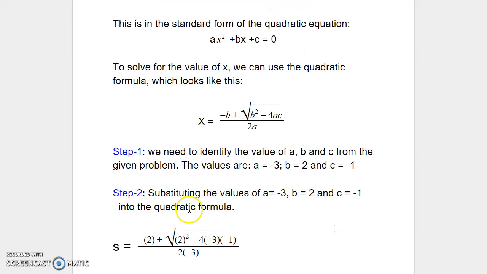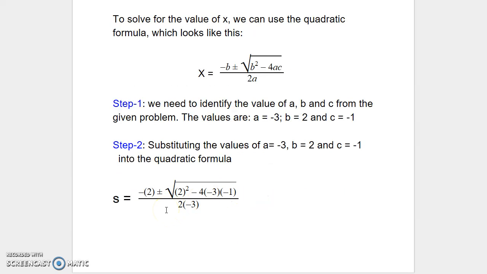As step 2, we're going to substitute the values of a, b, and c into the quadratic formula. The quadratic formula is minus b plus or minus the square root of b squared minus 4ac, the whole thing divided by 2a. As I mentioned, we are going to solve for s. So let us start substituting the values of a, b, and c into the formula. Minus b: the value of b is 2.